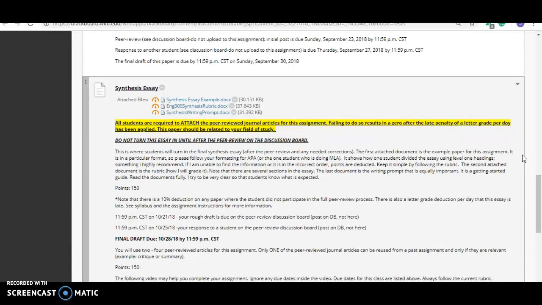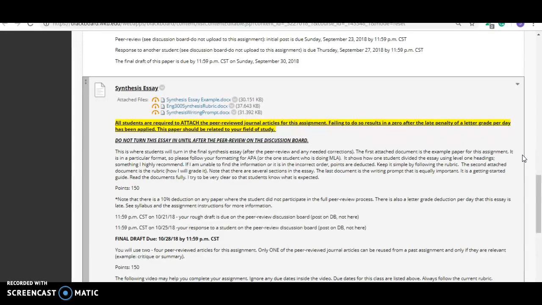Please note that you do have to attach all peer-reviewed journal articles, and you can only reuse one that you found in the class, and it has to be related to your field of study. I saw some places where students didn't do that on the preliminary research. So if you did not use a peer-reviewed journal from your field of study for that one, then you obviously won't be able to use that peer-reviewed journal.